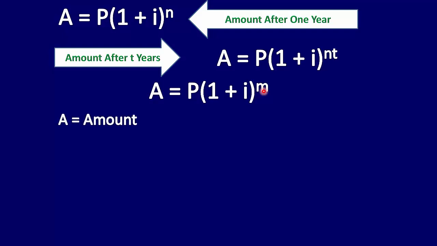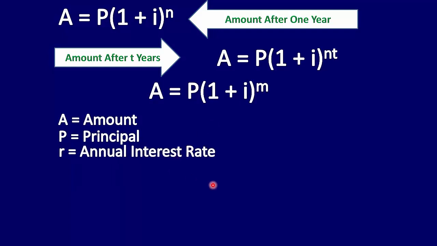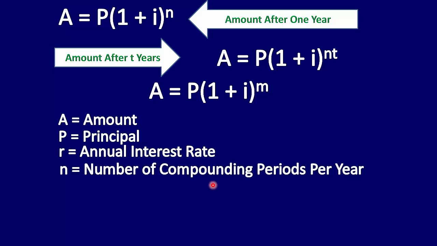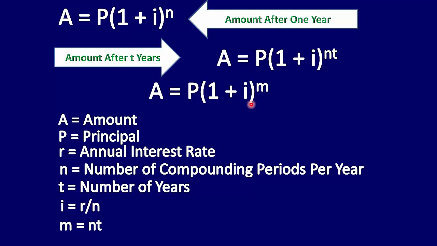So A is the amount of money that you have. P is the principal. That's the amount that you initially put into the account. R is the annual interest rate. N is the number of compounding periods. T, the number of years. And I, this thing I'm doing up here, is just going to be R divided by N. And M, sometimes you may say, well, I don't care about years. I just want to know how many times the money is compounded. I don't care about years at all. So we just say M equals NT.